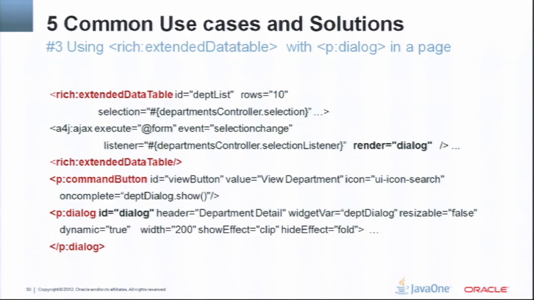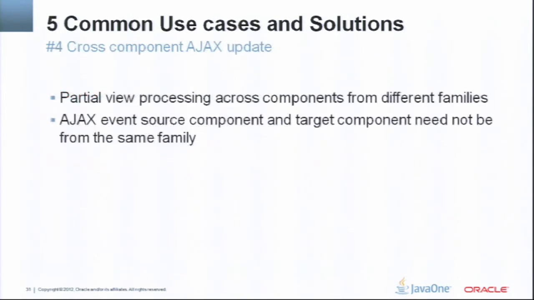So this use case also works. I do have a demo for this: a table from RichFaces and a pop-up component from PrimeFaces. This pop-up dialog will display the selected row's detailed values. Then partial view processing, like the Ajax update on a page. The event generation component can be from family 1, and the target component could be from family 2. That also works.